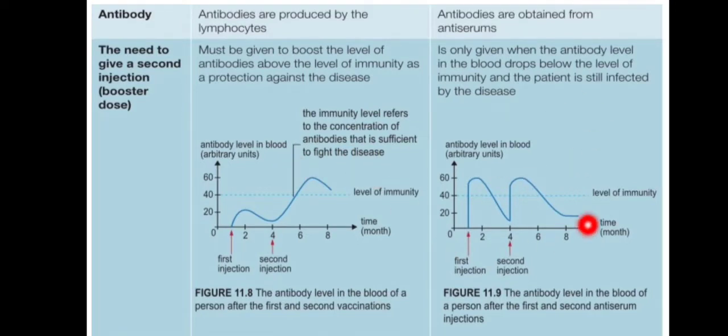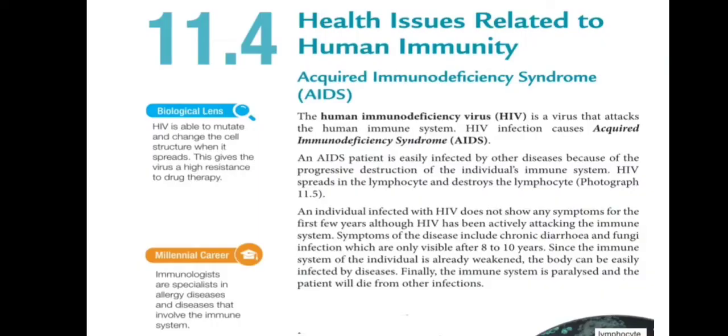Okay, how about this one for the antiserum? First injection here, it is only given when the antibody level in the blood drops below the level of immunity. Okay, and then the patient is still infected by the disease. When the patient is still infected by the disease and the antibody level in the blood drops below the level of immunity, the patient still needs the second injection. Okay, second injection. So itu beza di antara the vaccine dengan antiserum.